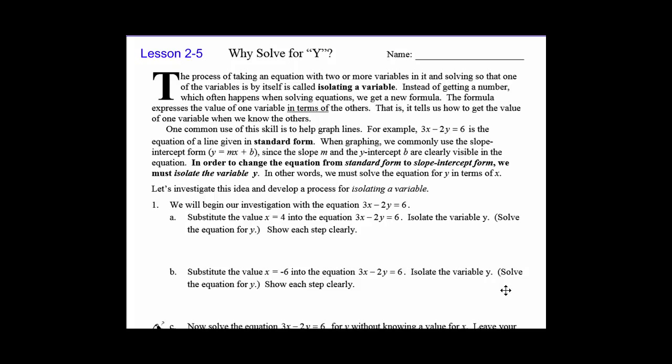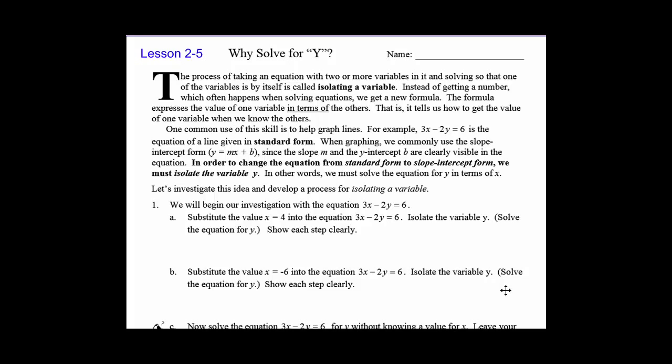In the introduction to this lesson, it says that the process of taking an equation with two or more variables in it and solving so that one of the variables is by itself is called isolating a variable. What happens is, instead of getting a number when you solve, like x equals 2 or y equals 3, you get a new formula, and the formula expresses the value of one variable in terms of the others. The title of this page kind of gives it away that we're going to be solving for y, and then we're going to have x or any other variables on the other side.